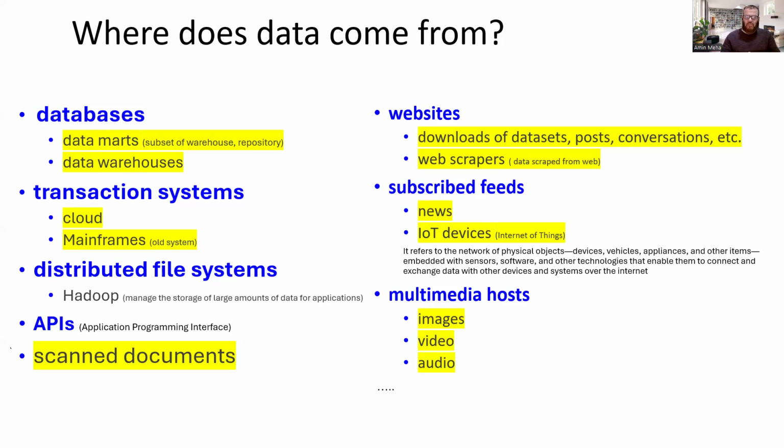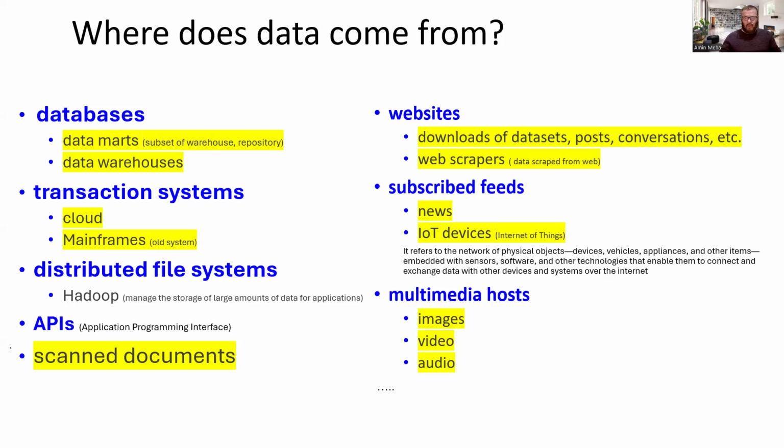We have the Hadoop, which is a distributed file system, for instance. And the Hadoop manages the storage of large amounts of data for applications. For instance, if you have big data, pardon me, Hadoop is the best way to store your data. We have the APIs, the application programming interface, which is going to sit maybe on your desktop. You're going to interact with the cloud, okay, and some of the data will be transferring in and out. We have the scanned documents.